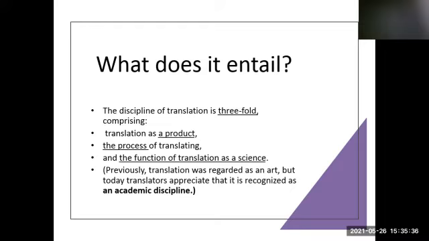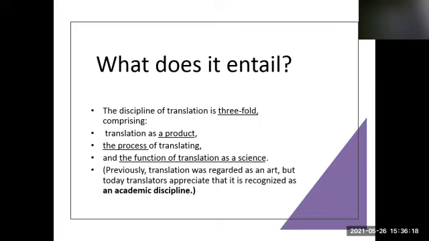What does this process entail? What does it generate? If I say I am going now to translate, what does that mean? What is the job description? Now, the discipline of translation entails three things. This is what we mean by threefold. It includes three things. The first thing is that translation in itself is a product.